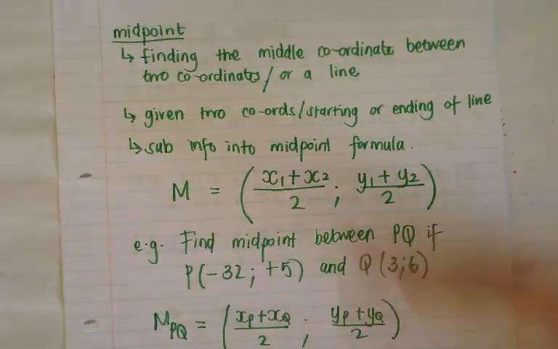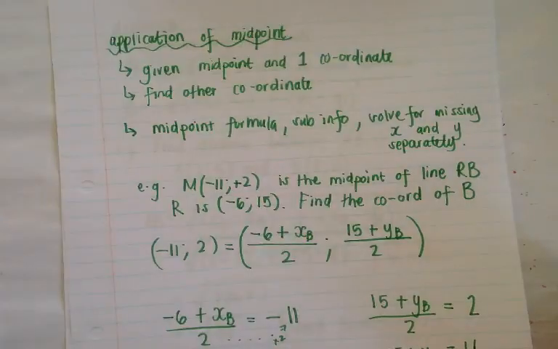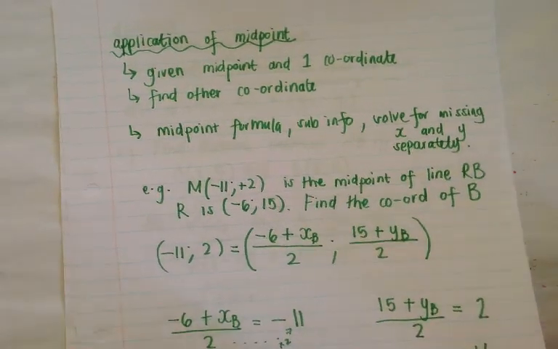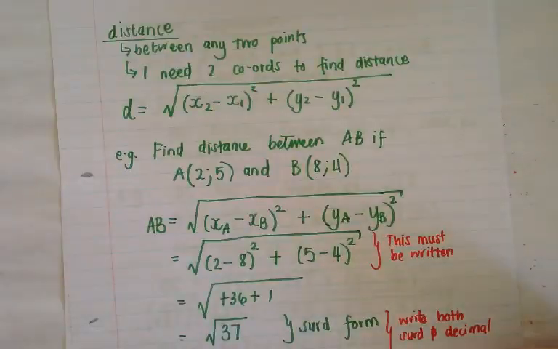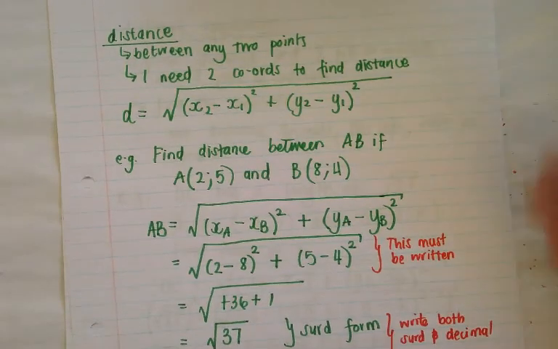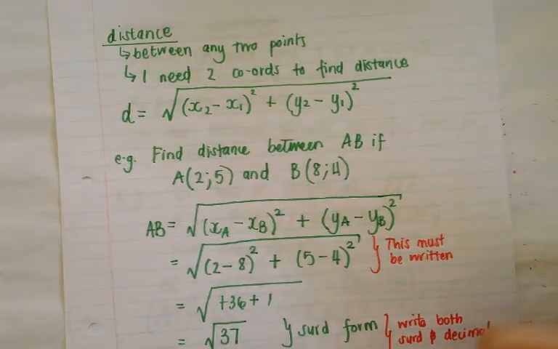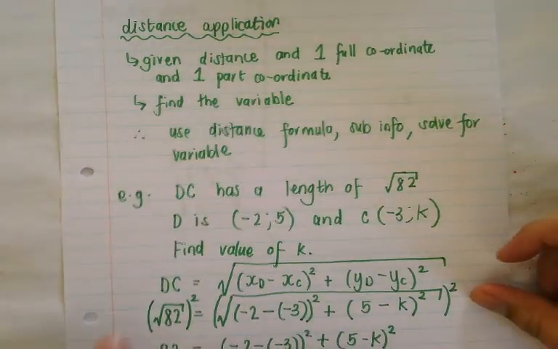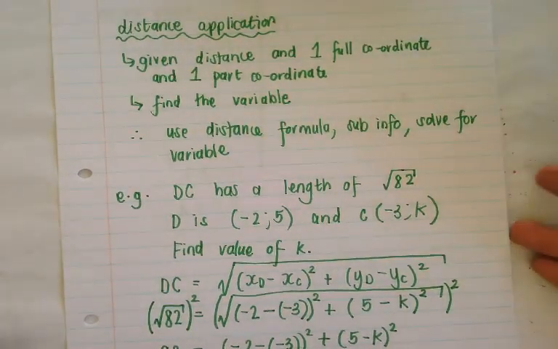Okay, midpoint, easy peasy, we found it. We did the application of midpoint where we do the reverse, both of which can be asked. Distance was the straight up finding the distance. The application is when I give you the distance and you must find the missing value.